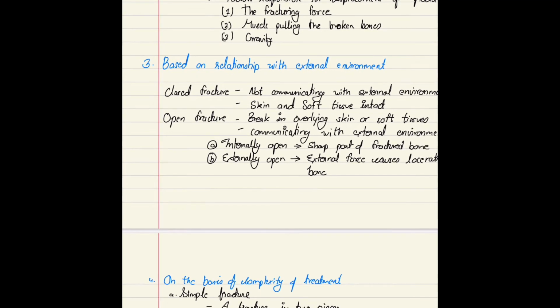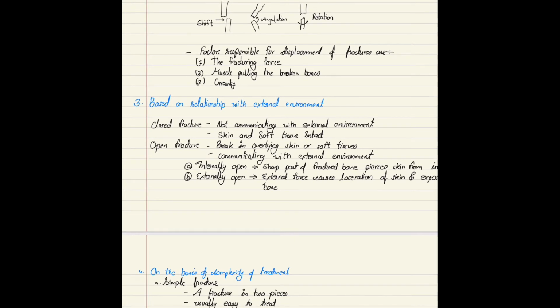Next one is classifying fractures on the basis of relationship with the external environment. So the closed fracture means the bones are not exposed to the external environment, or you can say there is no communication between the external environment and the bone, and it's due to intact skin and soft tissue. Okay, so there is a fracture, but we cannot see that fracture because it's covered by skin and the soft tissues which are intact.